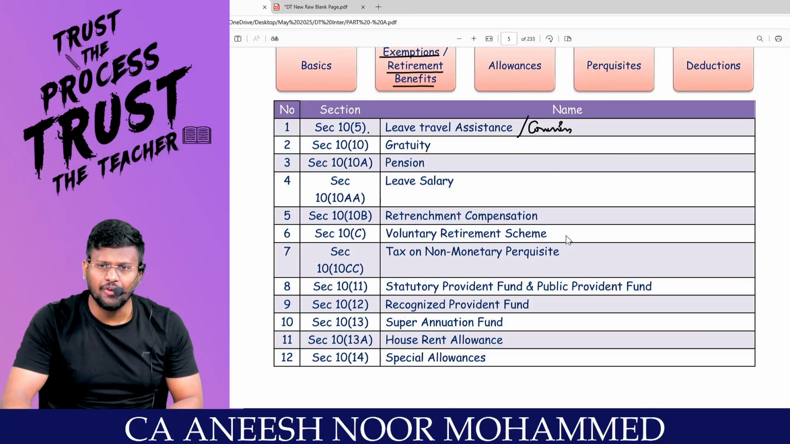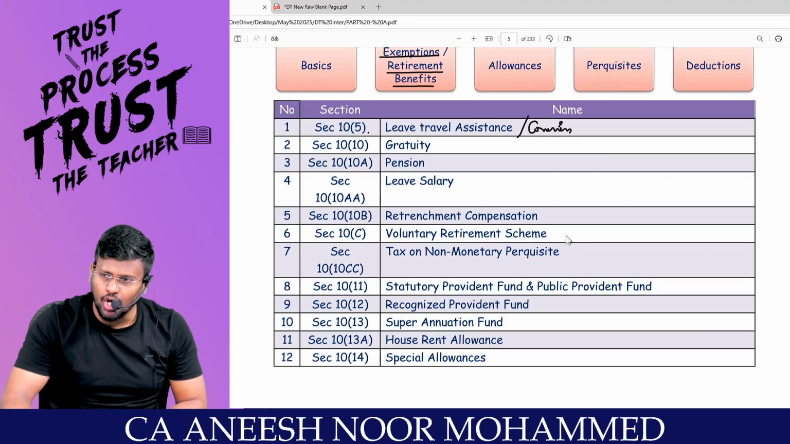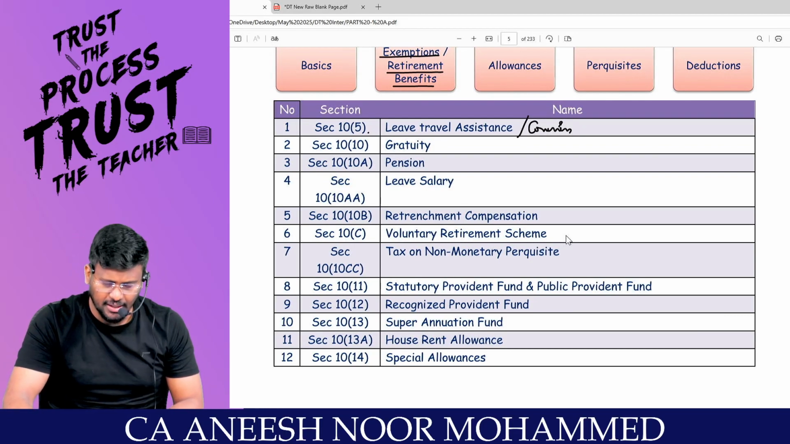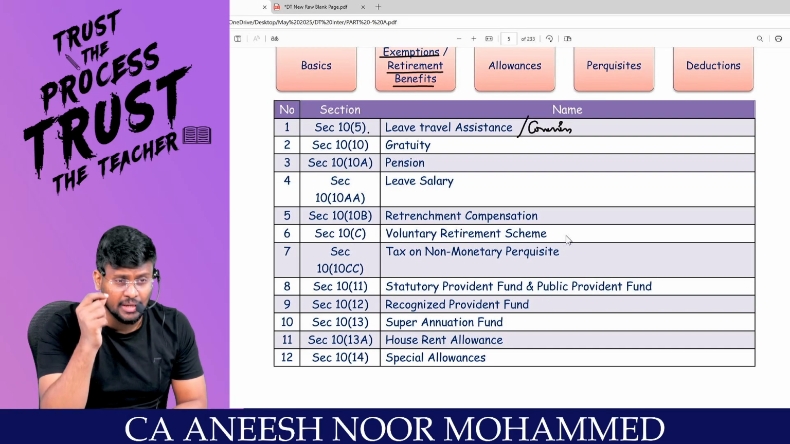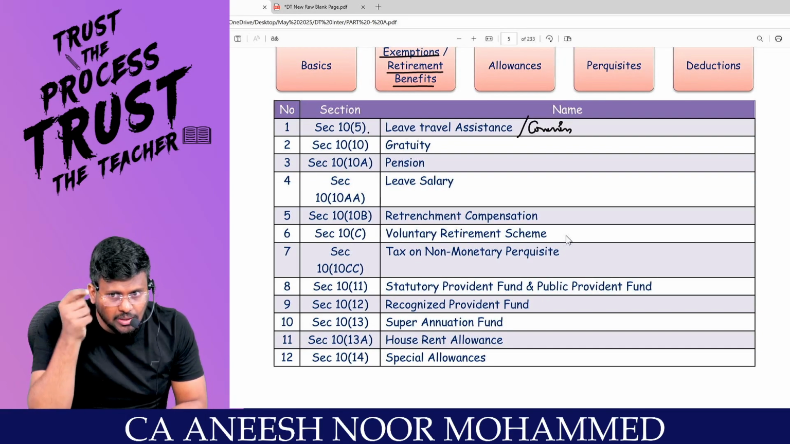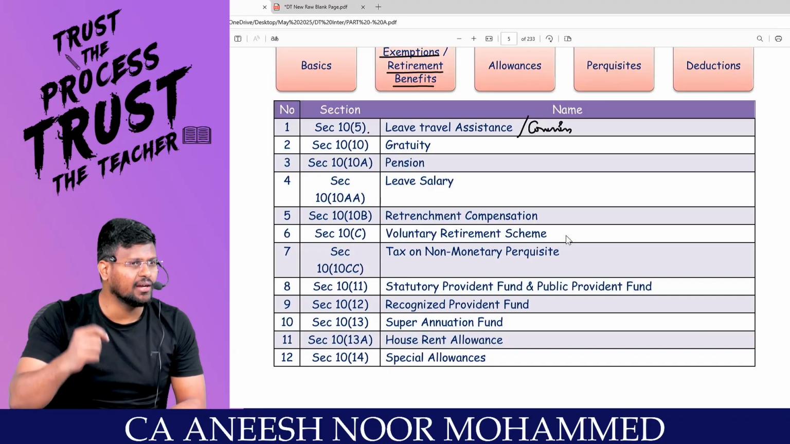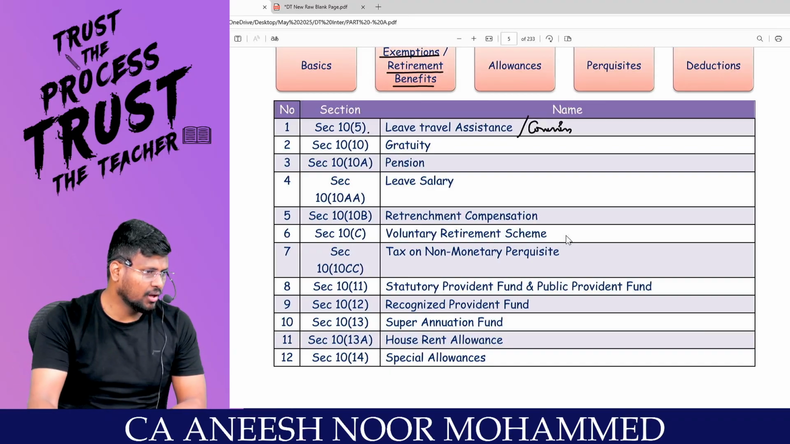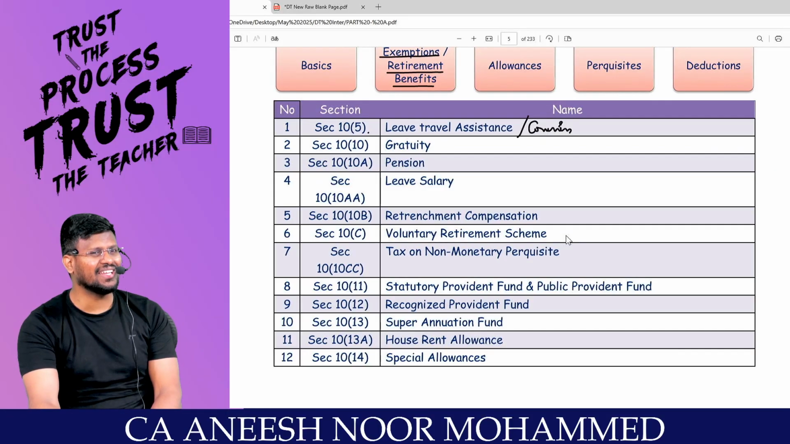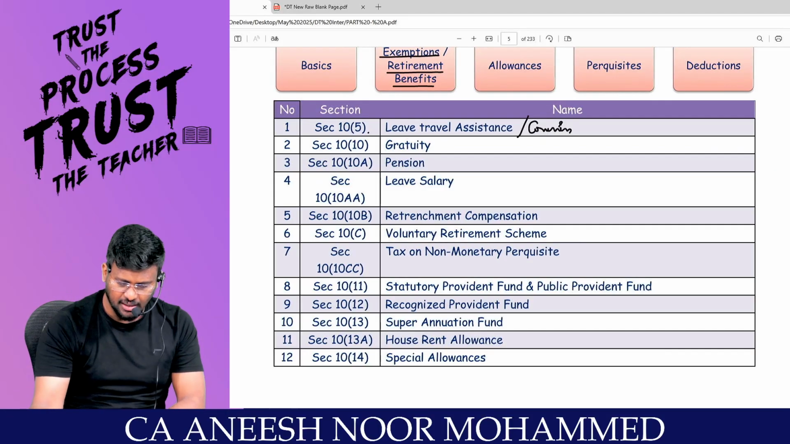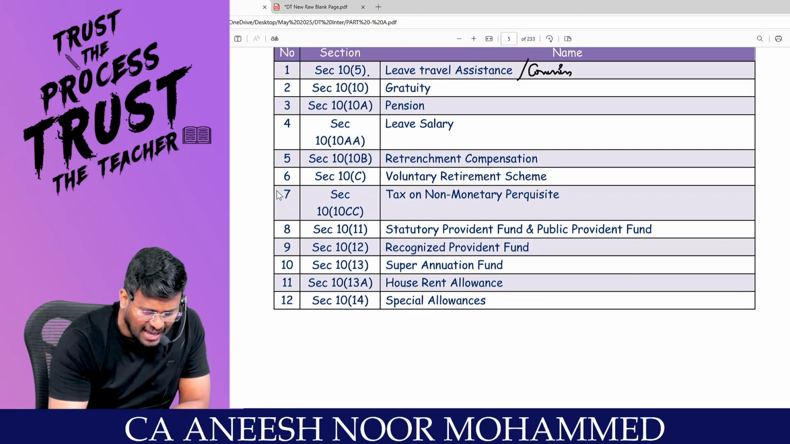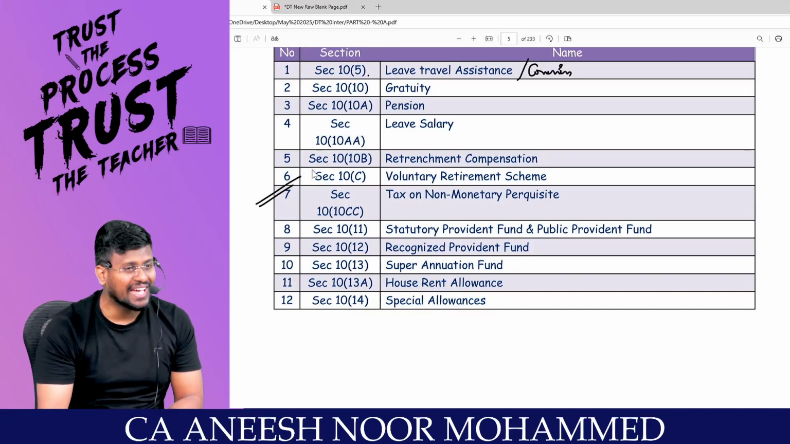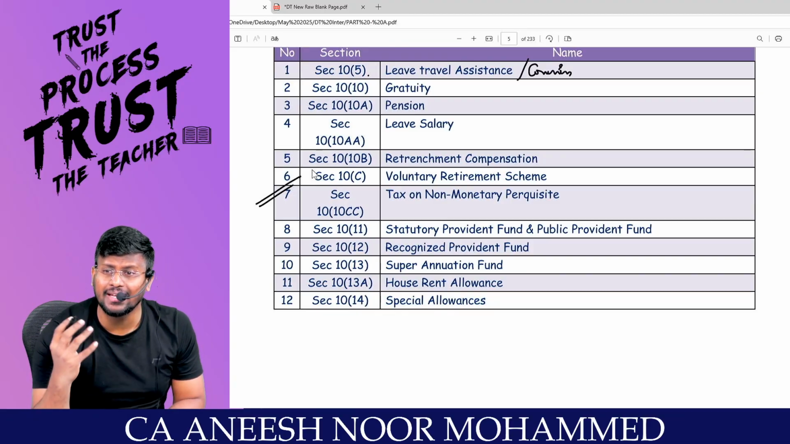What is section 10(5)? Leave travel concession or leave travel assistance. What is section 10(10)? Gratuity. What is section 10(10A)? Pension. Please repeat, then only it will be registered in your mind. What is section 10(10AA)? Leave salary. What is section 10(10B)? Retrenchment compensation. What is section 10(10C)? VRS. Section 10(10CC), tax on non-monetary perquisite.